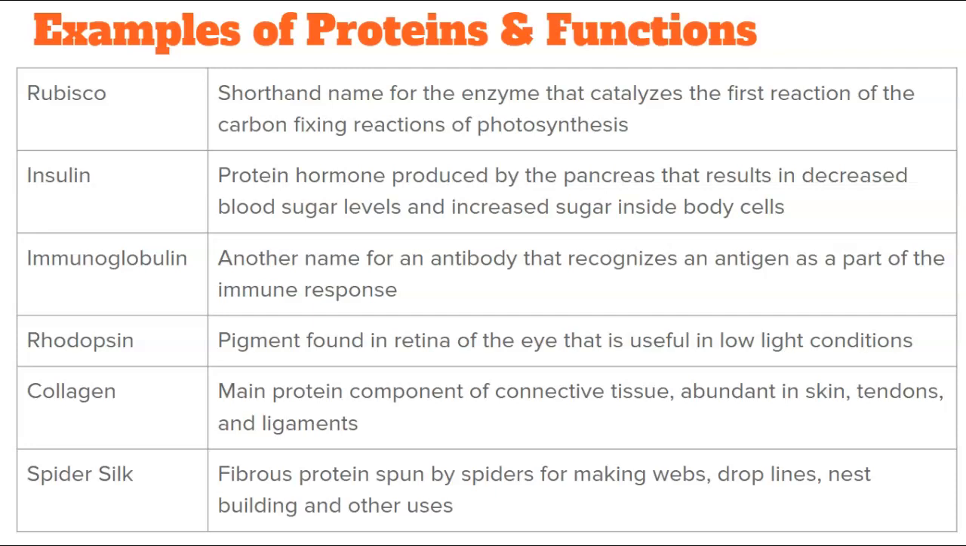And then spider silk. I know, this is weird. Spider silk, yes. I have seen so many questions about spider silk. It's a protein that's spun by spiders for making webs. I'm sure you could have figured that out on your own. It has tons of uses, but it is a fibrous protein, and that's the key there, that spider silk is a protein.